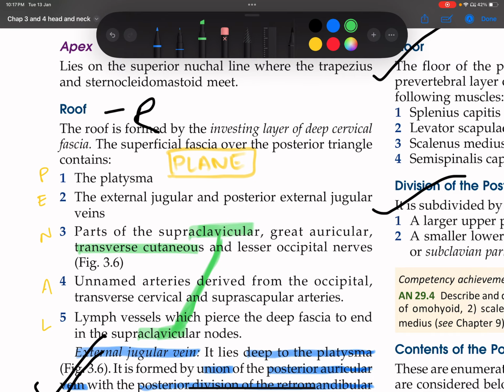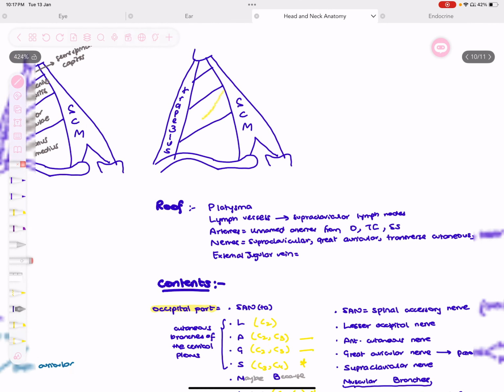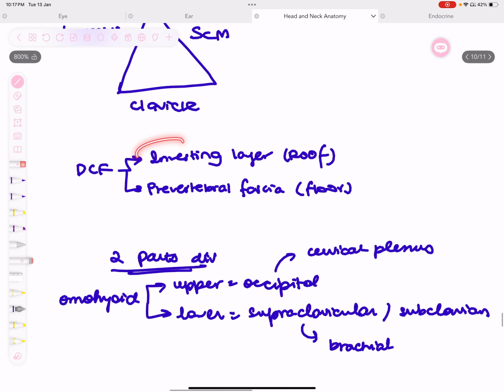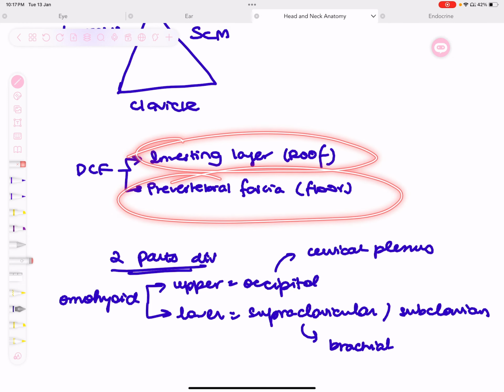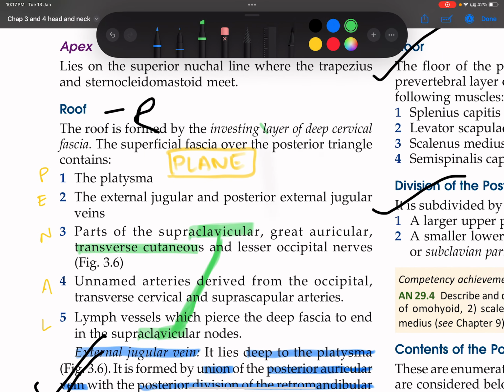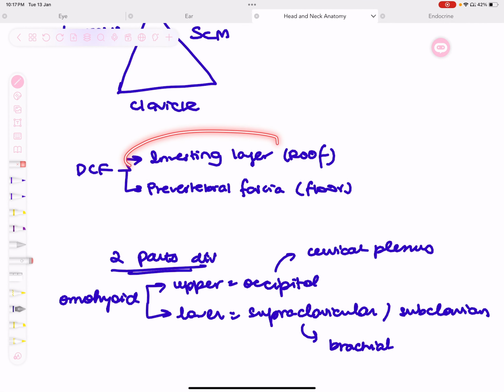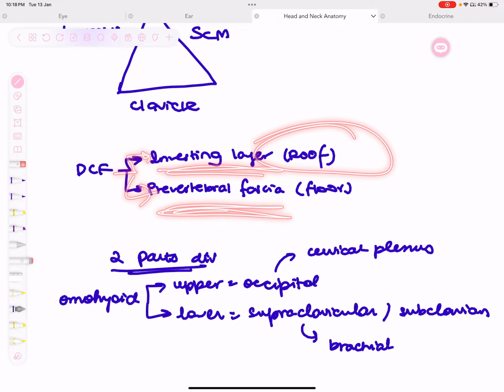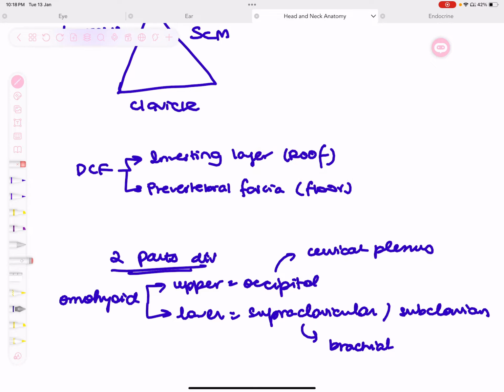Here, there's a very important thing. Deep cervical fascia has two parts: the investing layer and the prevertebral fascia. The investing layer of deep cervical fascia is what forms the roof. Investing, because whenever you're investing in something, you first invest in the roof of the house. That's the way you can learn this. The investing layer forms the roof of the posterior triangle of the neck, and the prevertebral fascia forms the floor.